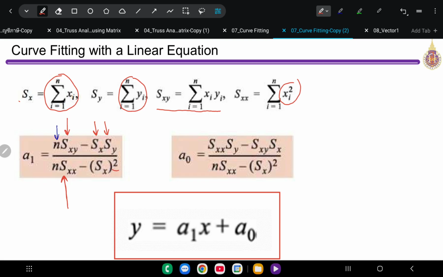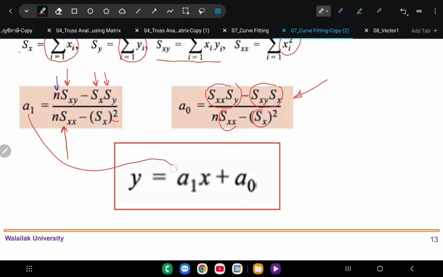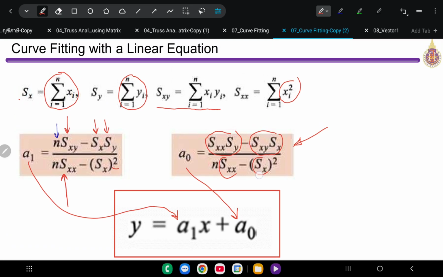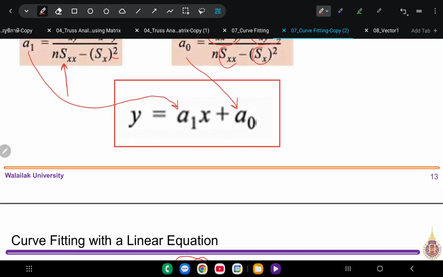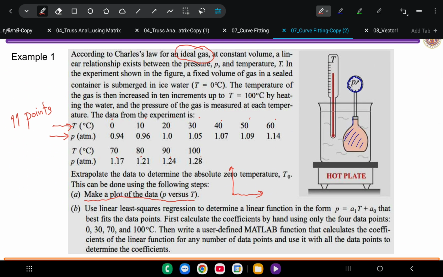This is for A1. For A0, you have to use this equation, which uses the same quantities: Sx, Sy, Sxx, and Sxy. And you get A1 from this and A0 from this one. So we begin with n. Let's go back to the example.